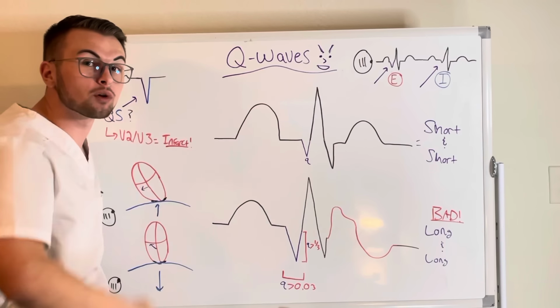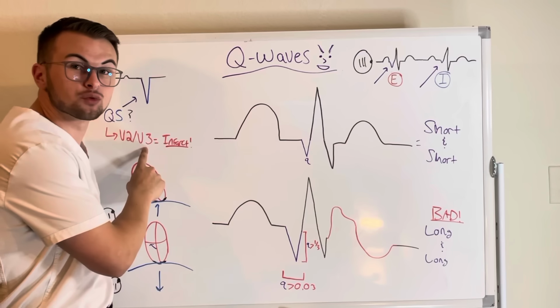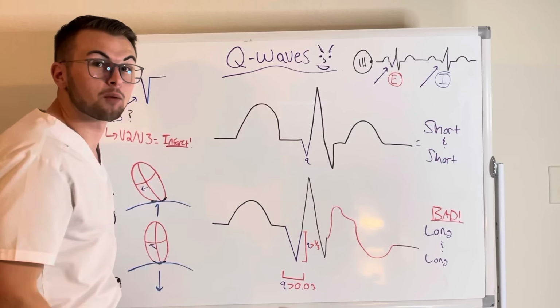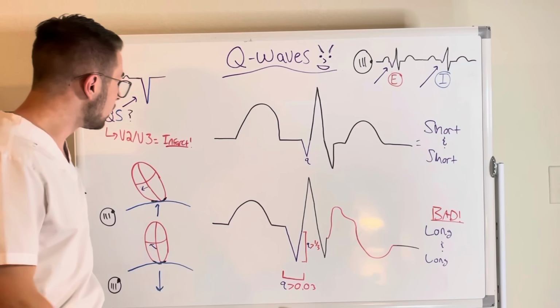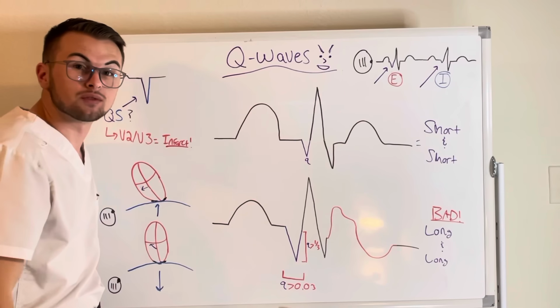Now this is normal if it's found in V1, but if it's found in V2 or V3, it may indicate that an infarct is either occurring right at that moment or an infarct has happened in the past. So use caution if you see these deep QS waves in V2 and V3.